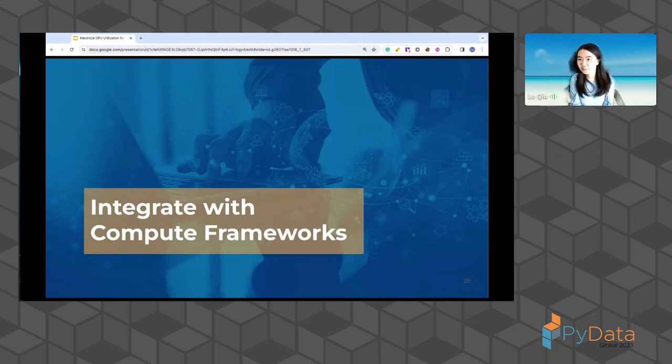Okay, so we will move back to the technical part again. It talks about how we actually integrate with the compute framework, because there are many storage systems, but how can those storage systems integrate with the compute framework? Is it through storage-specific APIs, or through some other APIs? What's the better way to connect to achieve the best performance for compute frameworks?